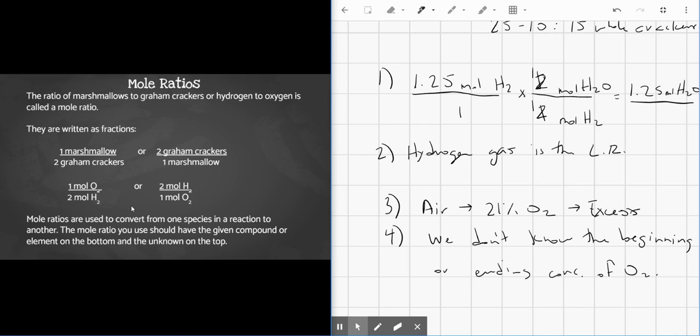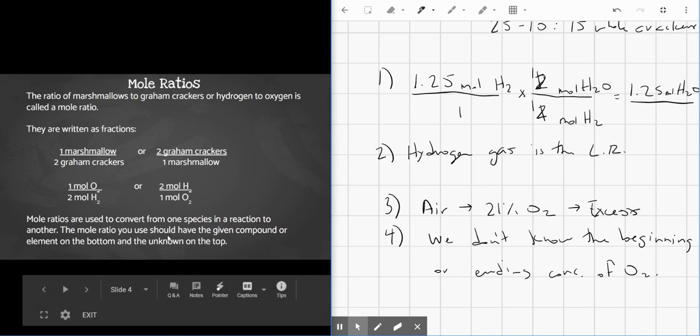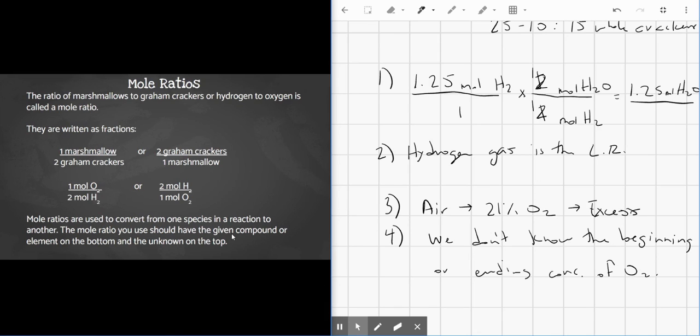Mole ratios are used to convert from one species in a reaction to another. Notice it didn't say reactants or products because it can be anything. Like this would be reactant to reactant. Over here, we had reactant to product. Okay, and here we also have reactant to reactant. So you can choose anything from the balanced equation and compare one to another. That's why it uses the word species. And we can make a fraction. We call those mole ratios. The mole ratio you use should have the given compound or element on the bottom and the unknown on the top. Let's do another example.